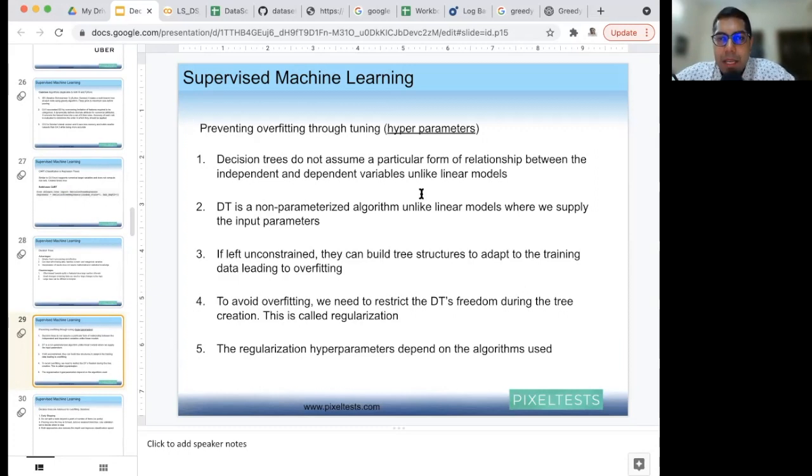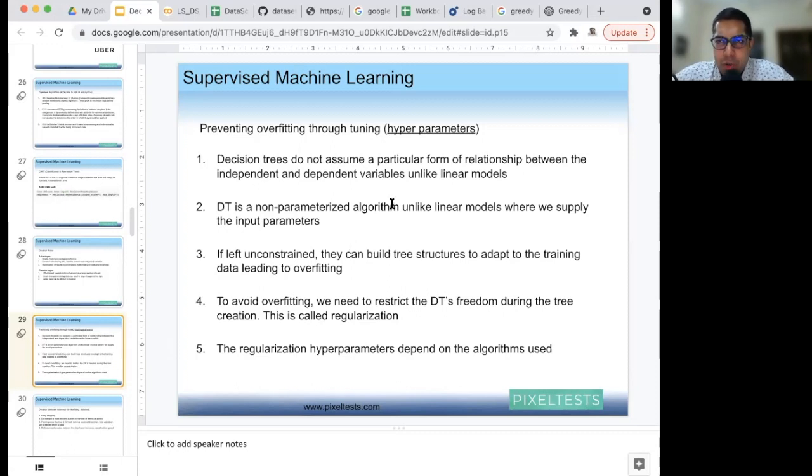Now, decision trees do not assume a particular form or relationship between dependent and independent variables. It's not a parameterized algorithm. You can use it for anything. Decision tree is my base model. In fact, XGBoost, extreme gradient boost, which has won so many Kaggle competitions, is built on decision trees. Decision trees are the basic building blocks. I don't even use linear regression anymore. I mean, that's just an open secret.